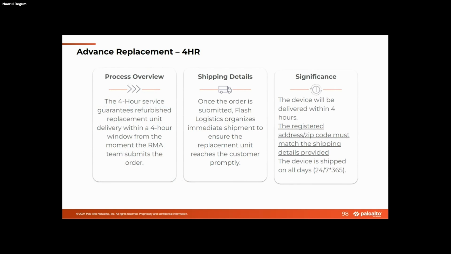For our replacement, this is the process overview. The 4-hour service guarantees a refurbished replacement unit delivered within a 4-hour window from the moment the RMA team submits the order. These are the shipping details. Once the order is submitted, Flash Logistic organizes immediate shipment to ensure the replacement unit reaches the customer promptly. So the significance is that the device will be delivered within 4 hours.